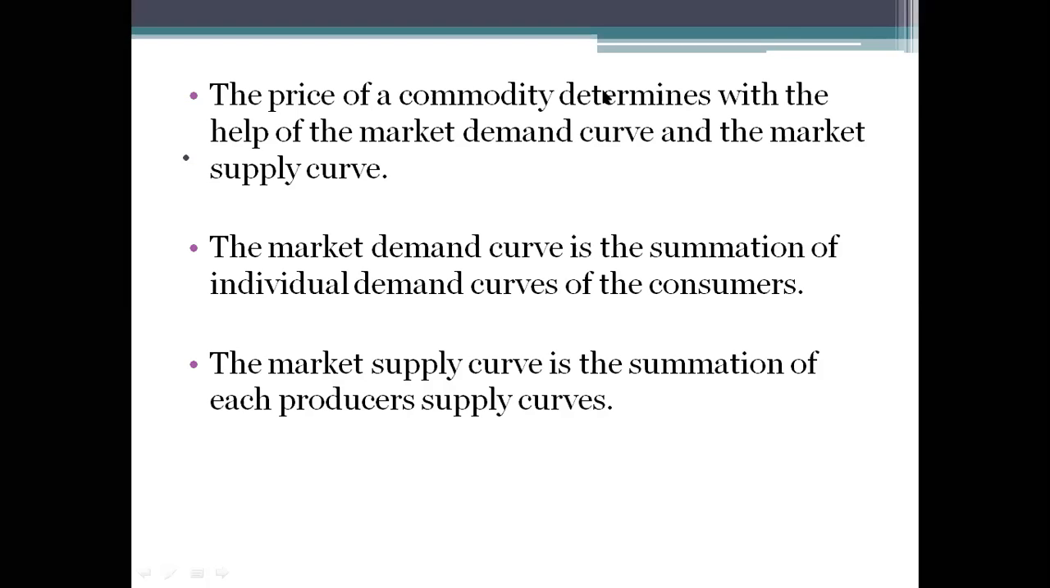Similarly, in the case of the market supply curve also, suppose there are 50 suppliers. Each supplier has their own individual supply curve. So if there are 50 suppliers and we add up all the supply curves, then we will get the market supply curve. Clear? So you just read the slide. If you have any problem, then inform me. Okay, just read this slide once again.